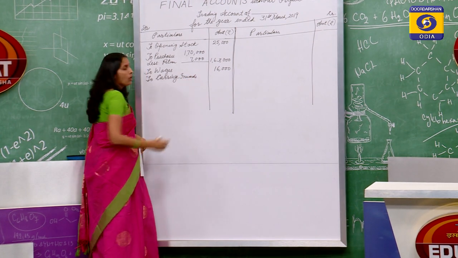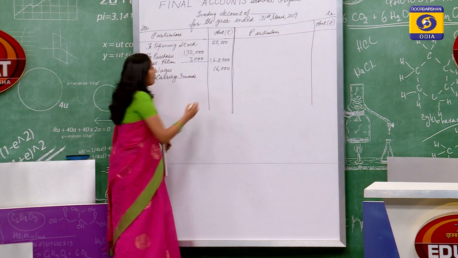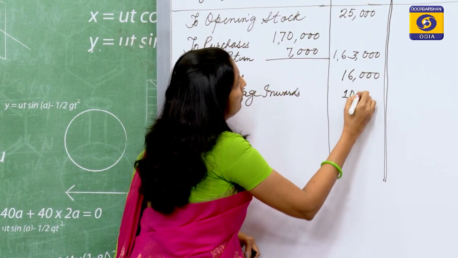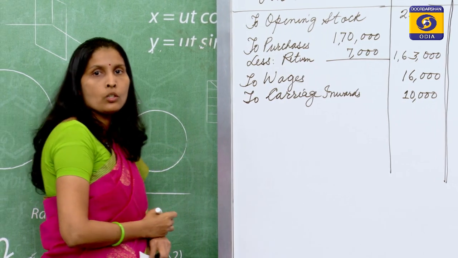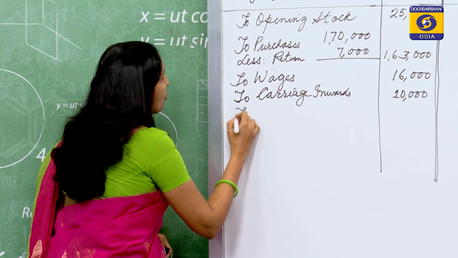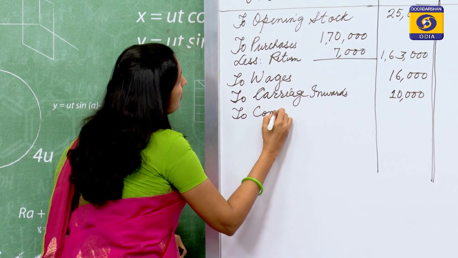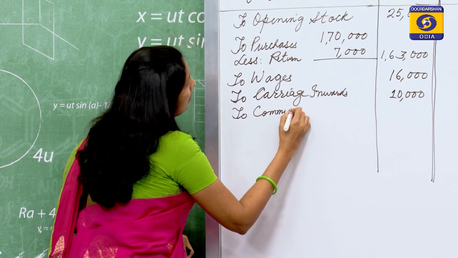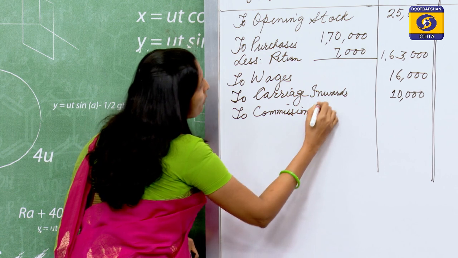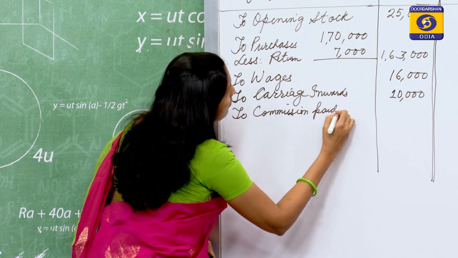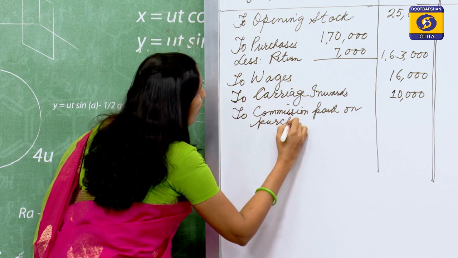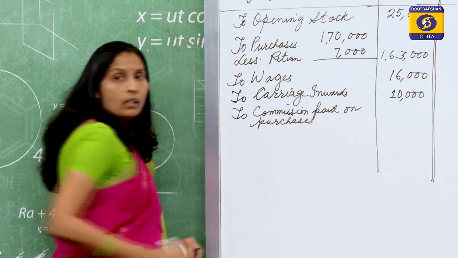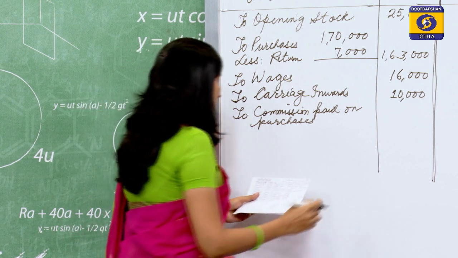The carriage inwards amount given to us is 10,000. Do we have any other item? Yes, we have commission paid on purchases. So, to commission paid on purchases. The amount of commission paid is rupees 12,500.